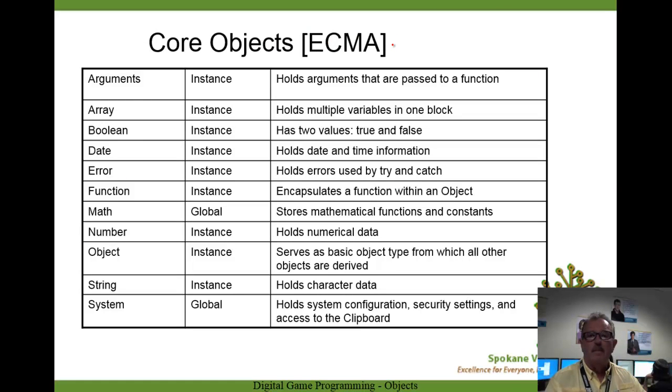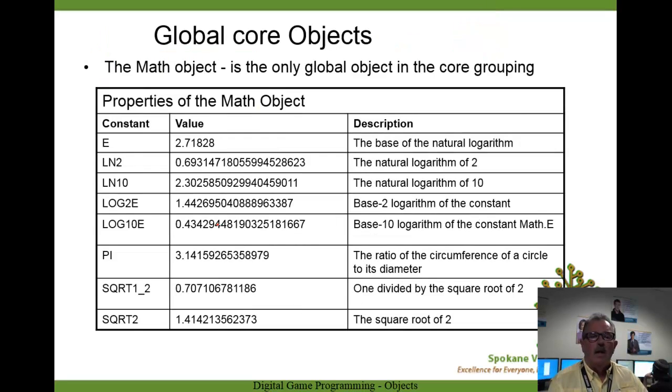Part of the core objects, now notice this ECMA thing. What that means is this is kind of like a standard, a world or global standard, if you will, for what constitutes an object-oriented programming language. So from this, that's where we get all this stuff. So for these core objects, I've got a list describing whether they're an instance or a global object, and also a description of each. All right, so this again is something that you can just review and then use in the future as a reference.